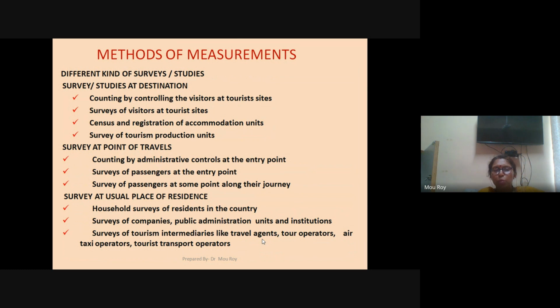Surveys are being done, studies are being done at destinations, like how many visitors are visiting a particular tourist site, and what products are available at the destination. So you do a survey, and there is also a questionnaire method nowadays. You might have seen, whenever you visit a hotel, they take your email ID. After some days, you'll find that a Google questionnaire has come to your email ID.